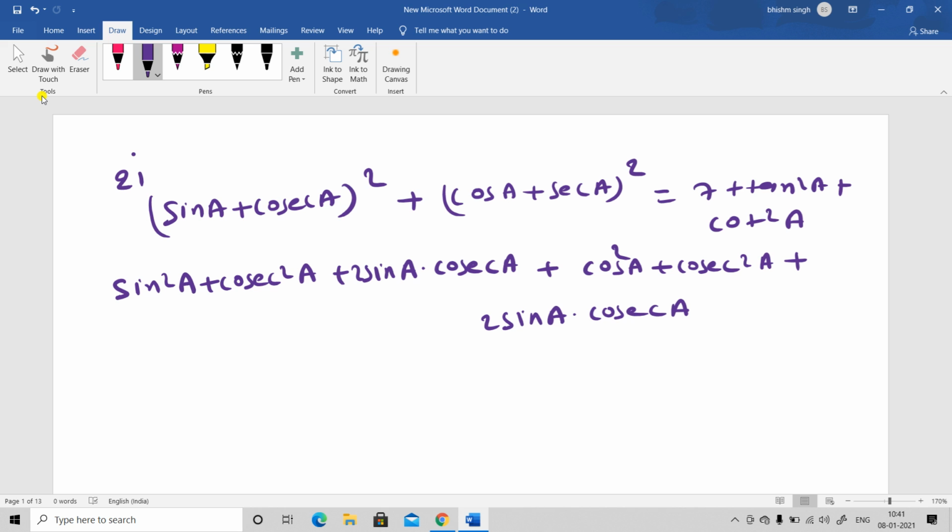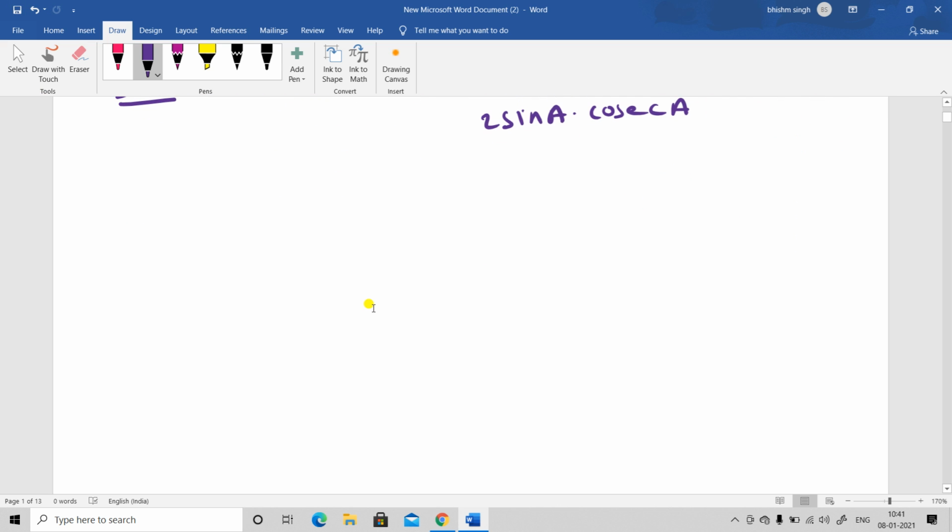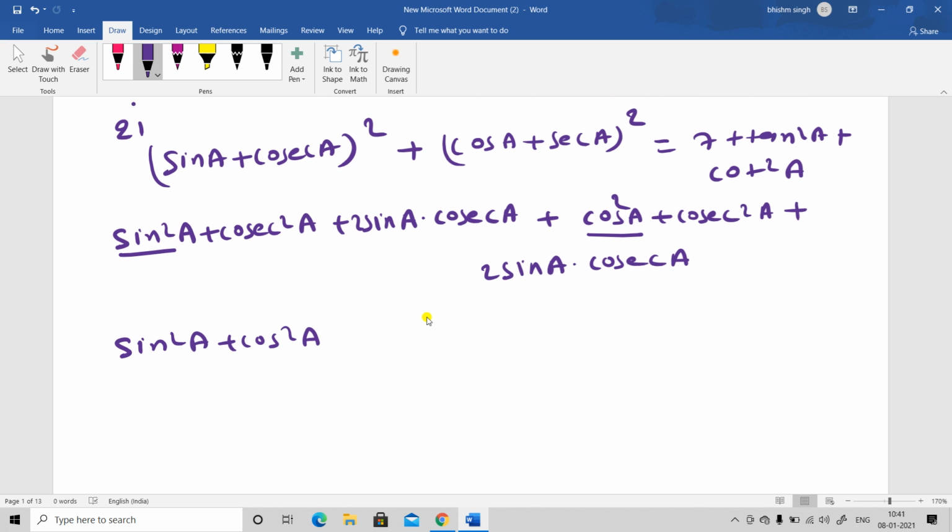See here, sin square A plus cos square A, you see all of you. I will bring both together and write sin square A plus cos square A. Then the next step is cosec square A plus, one second, sorry, this is sec square A. This is sec square A.